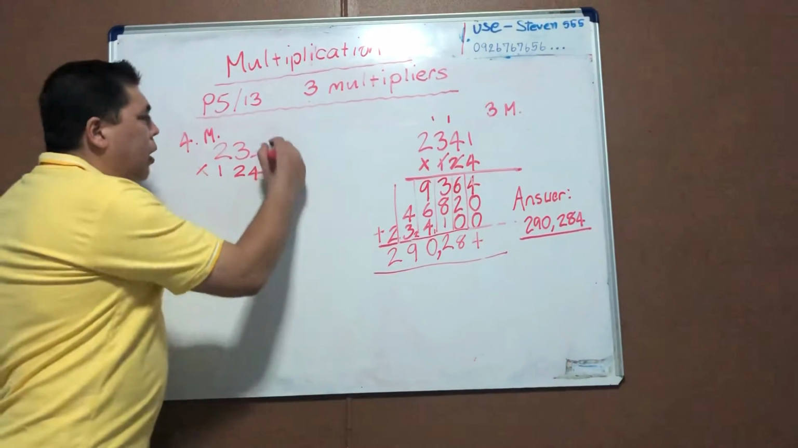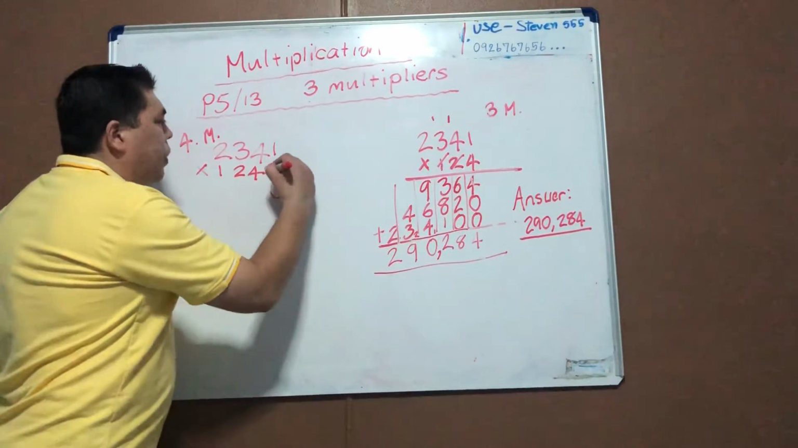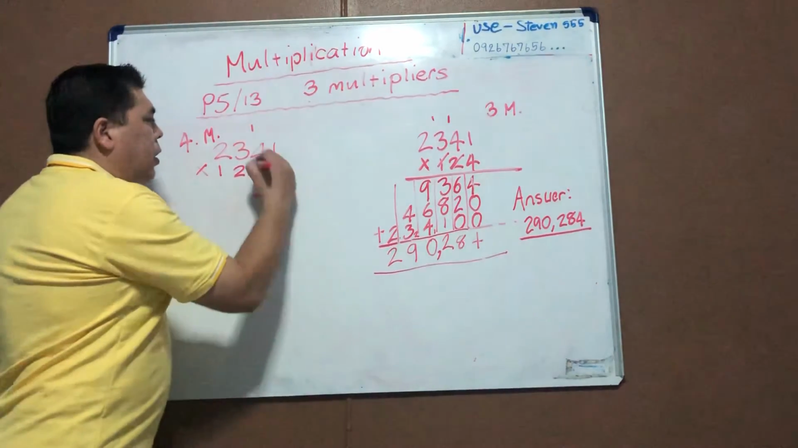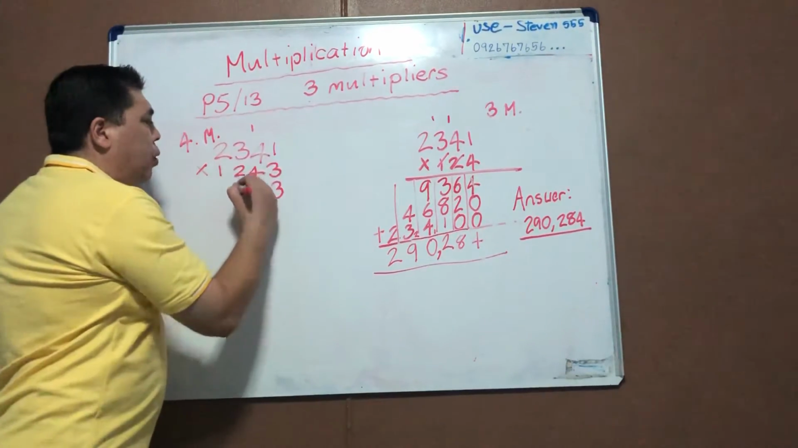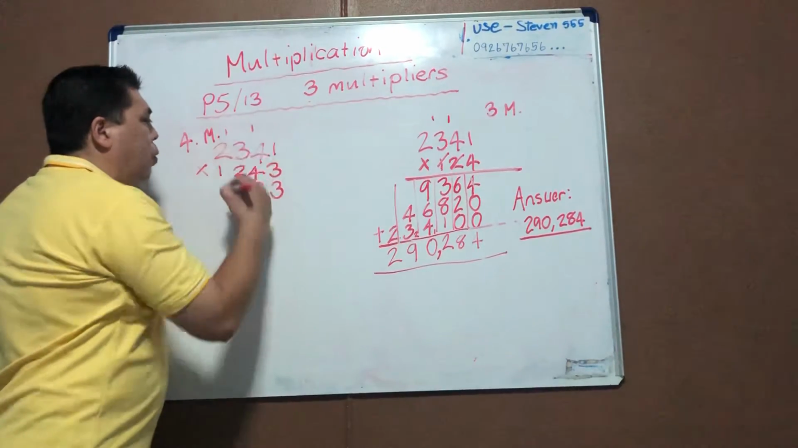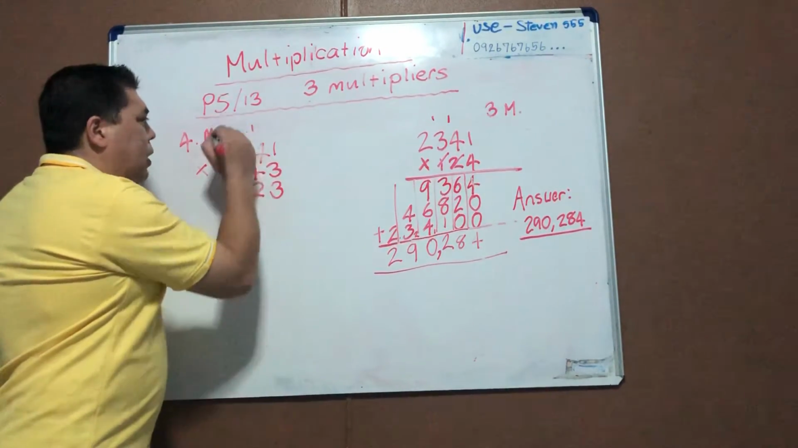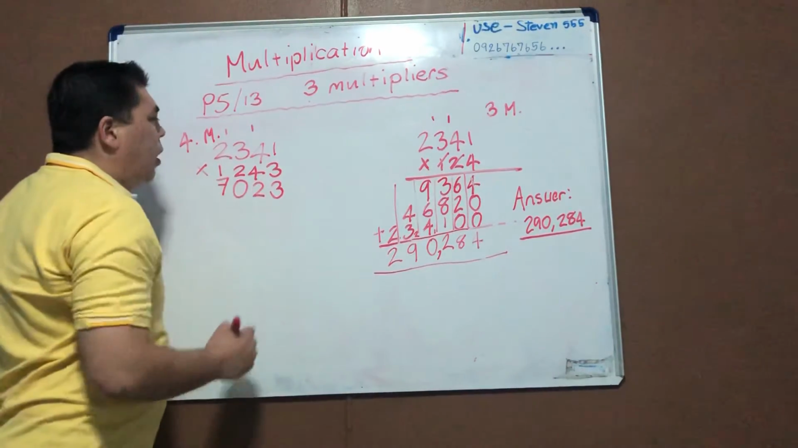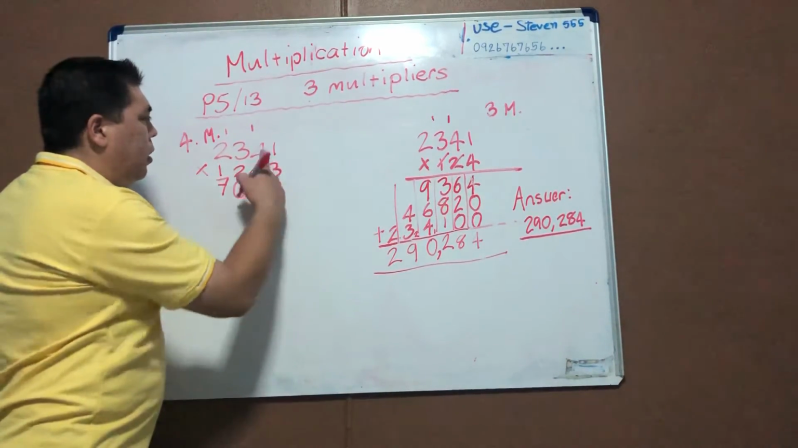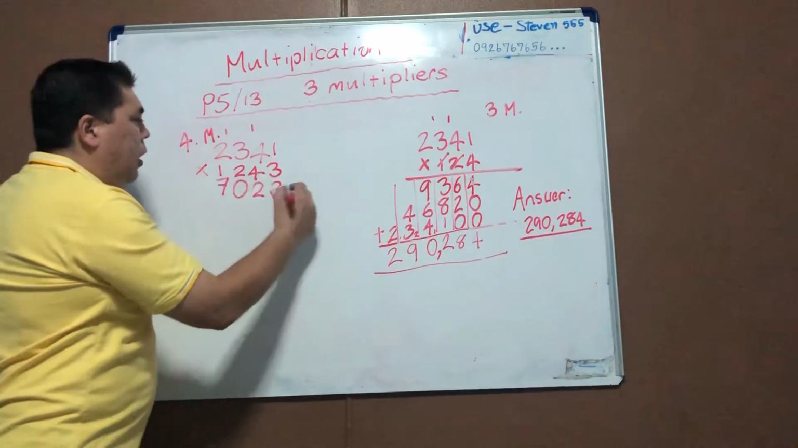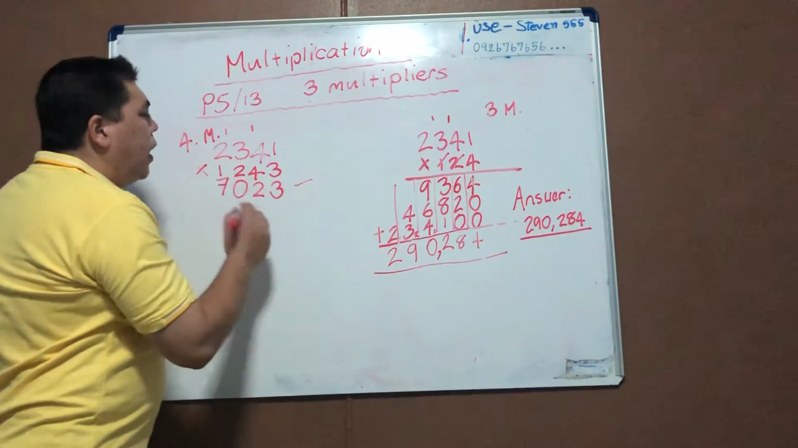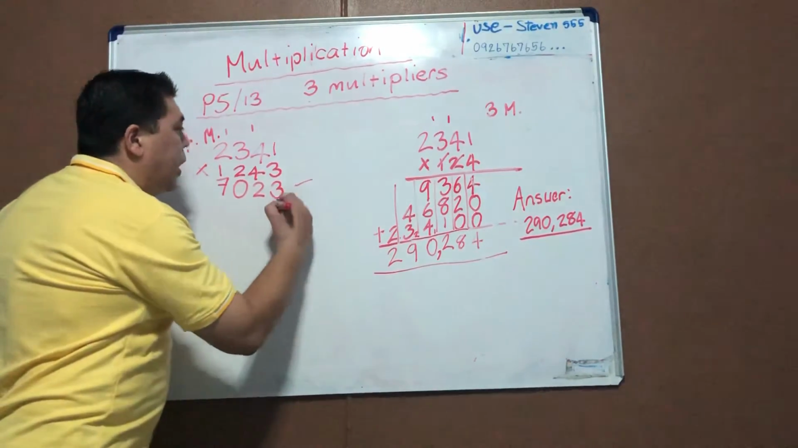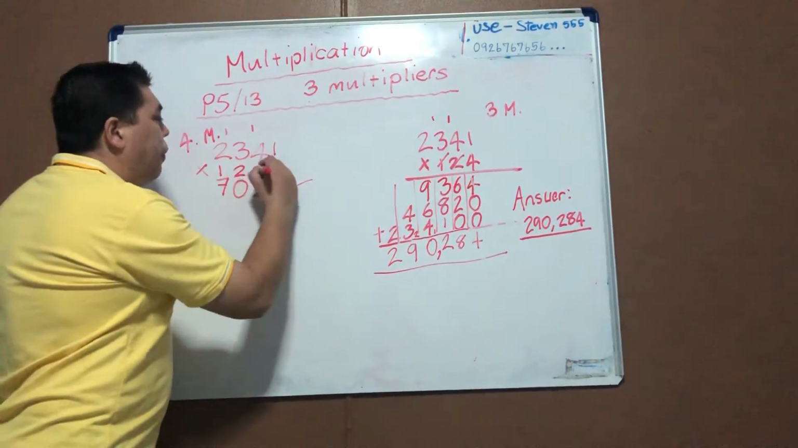Now, 3 times 1 is 3, 3 times 4 is 12, carry the 1, 3 times 3 is 9, plus the 1 is 10, carry 1. 3 times 2 is 6, plus the 1 is 7. We check that. That is correct. Now the rule, we must put down a 0.